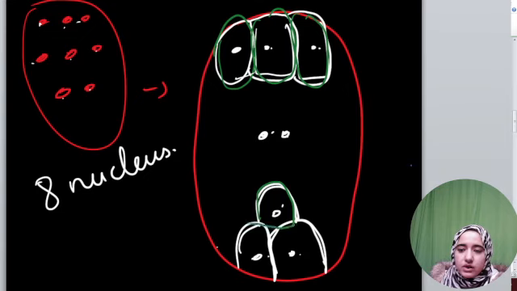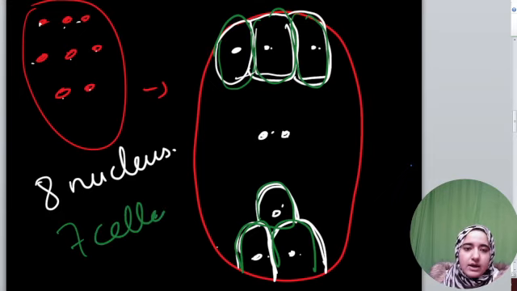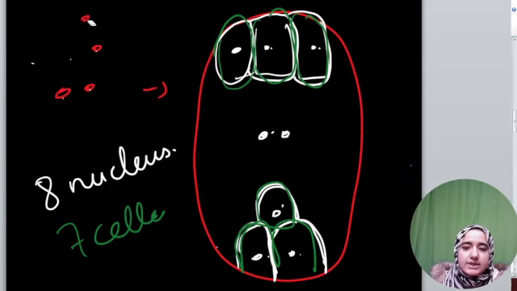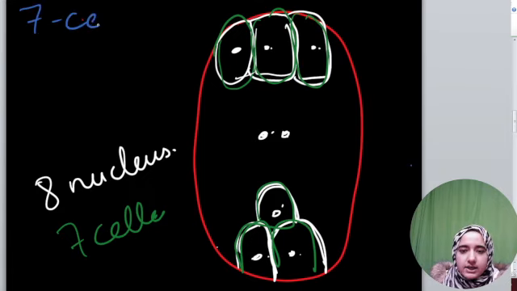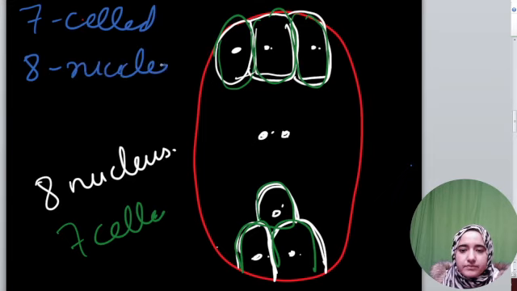Then 4, then 5, then 6, and we have these 2 nucleus in a single cell. Okay, that means we are having in total 8 nucleus, 7 cells, right? 7 cells. And this kind of formation is known as a 7-celled, 8-nucleated structure. I hope this concept is clear.